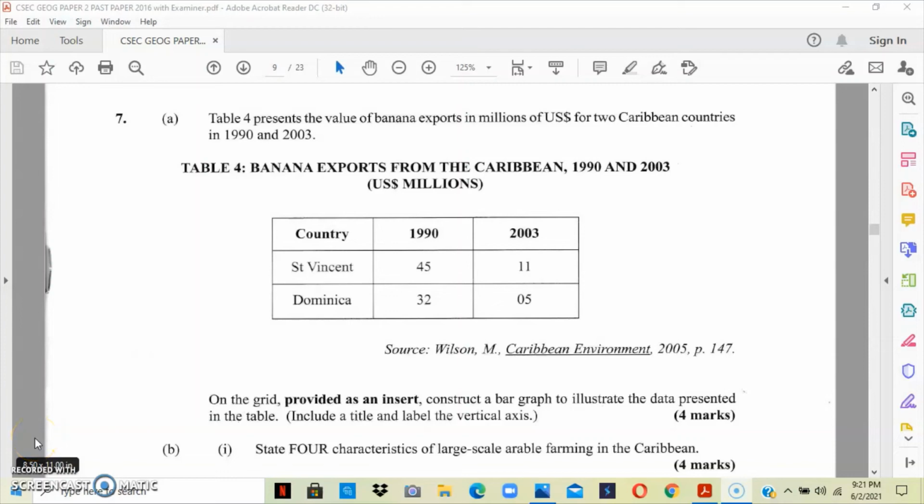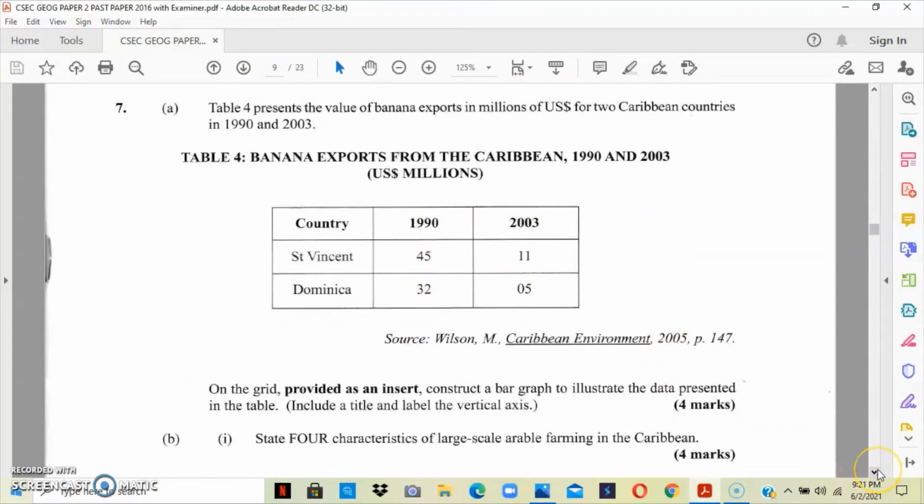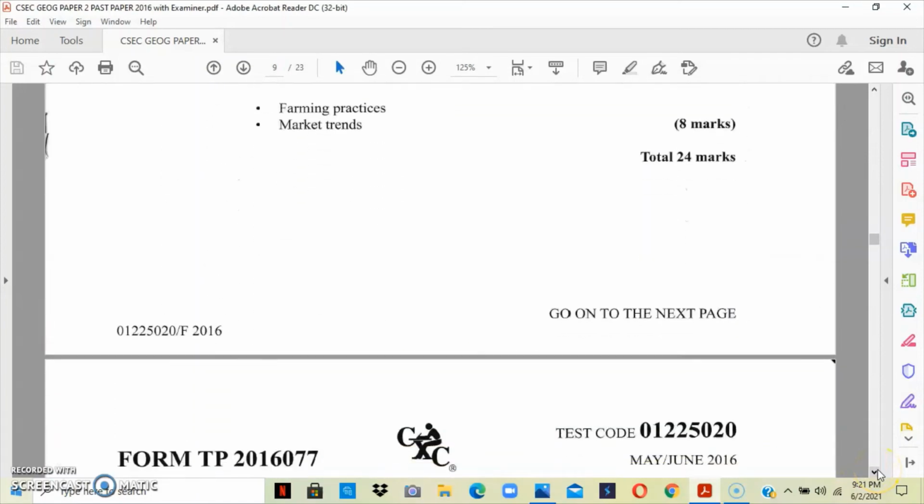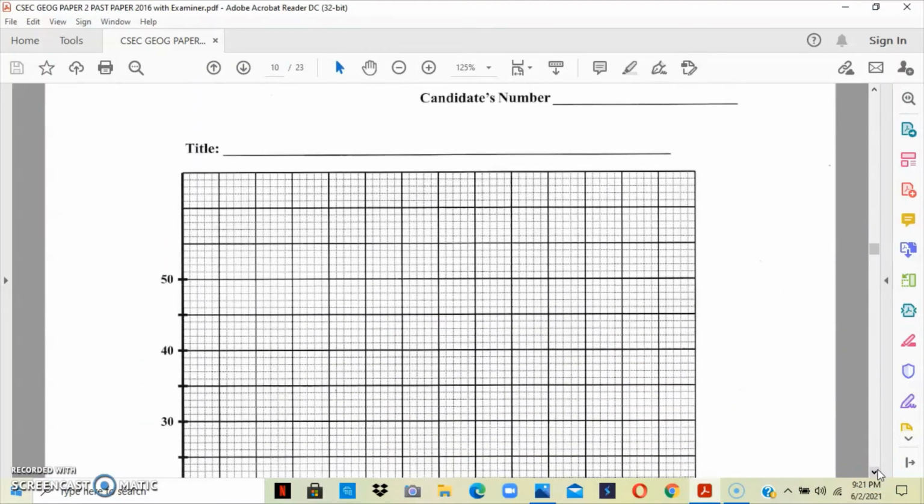Question 7 shows us a table that presents the value of banana exports in millions of US dollars for 2 Caribbean countries in 1990 and 2003. The countries are St. Vincent and Dominica, and these are the amounts of money collected for bananas in millions in 1990 and 2003. Now, this is the graph that you are to draw. You are to use the data to construct the bar graph.